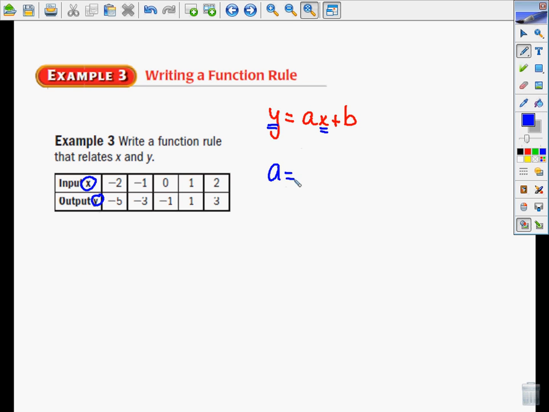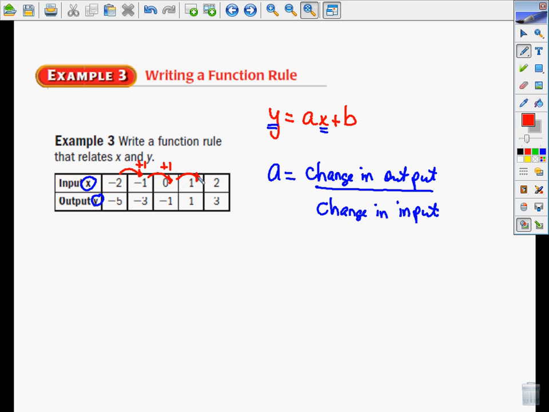So to find the a, it's the change in the output divided by the change in the input. So change in the output divided by change in the input. So what we do now is we come over here and we see, well, what do these inputs change by? -2 goes to -1, so it looks like we added 1. -1 goes to 0, we added 1. 0 to 1 we add 1, and 1 to 2 we add 1. So the change in the input is 1.